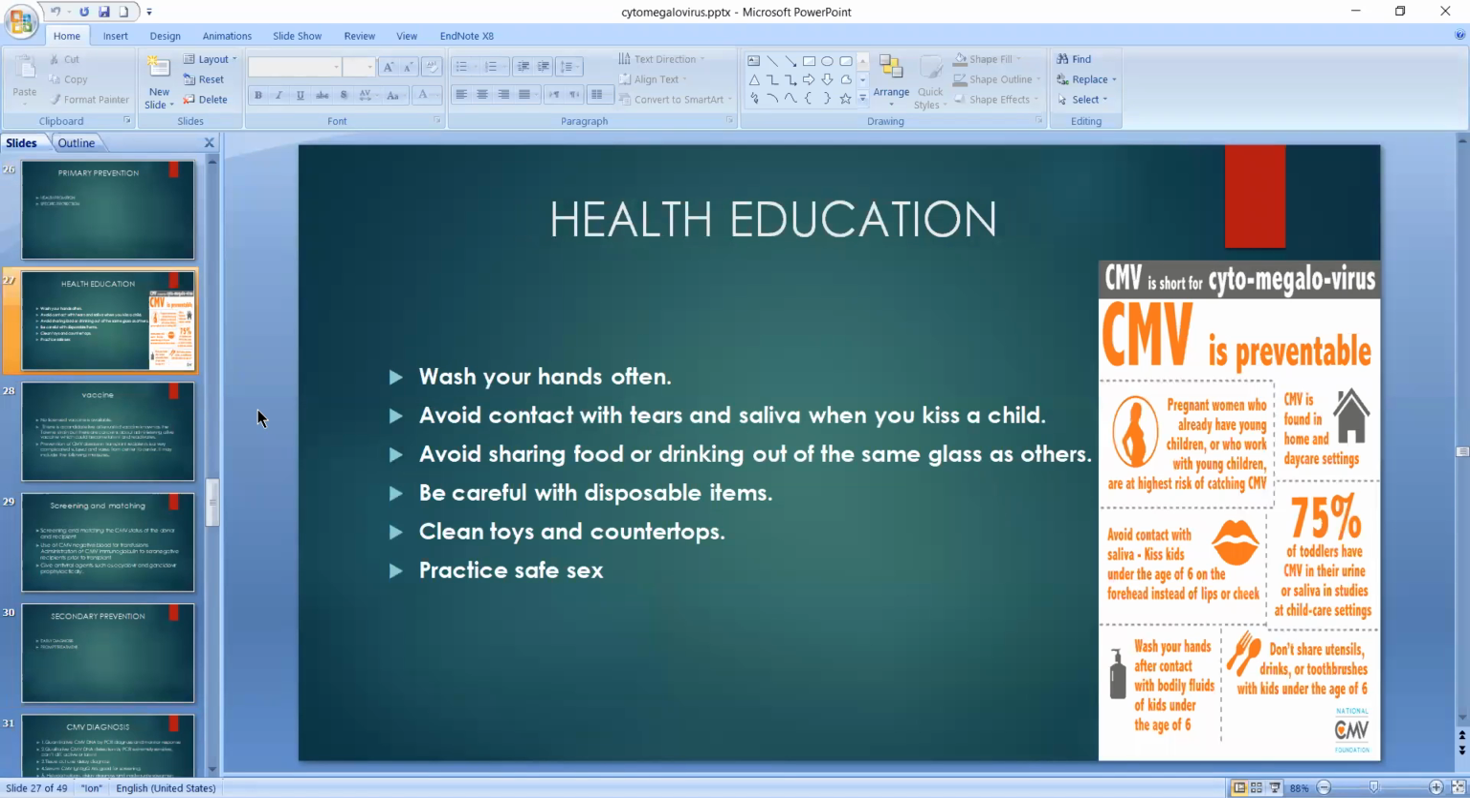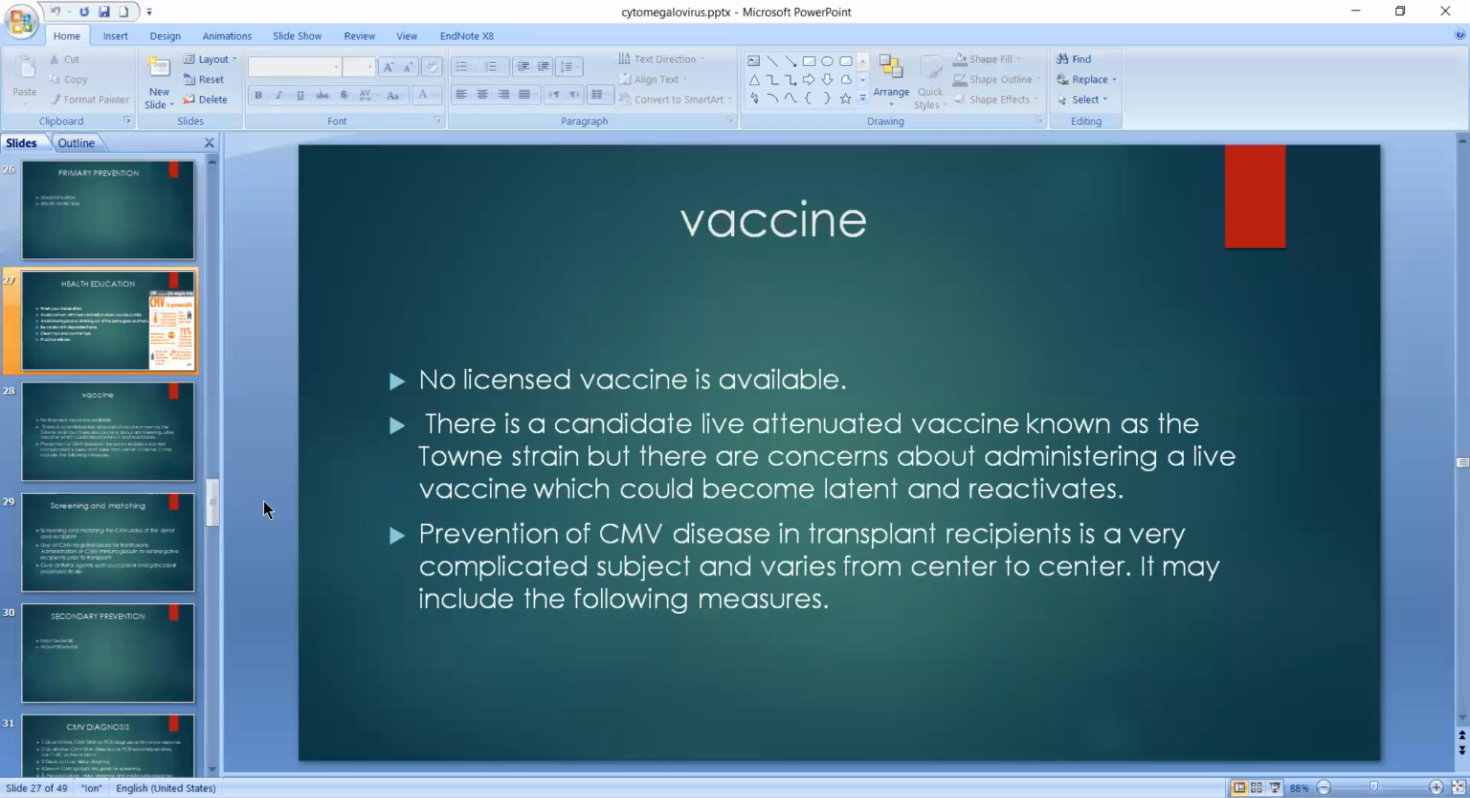Health promotion. We can educate people to wash their hands, avoid contact with tears and saliva when you kiss a child, avoid sharing food or drinking out of the same glass as others, be careful with disposable items, clean toys and countertops, and practice safe sex. Cytomegalovirus basically is preventable, and these are all preventive measures which are being taken.